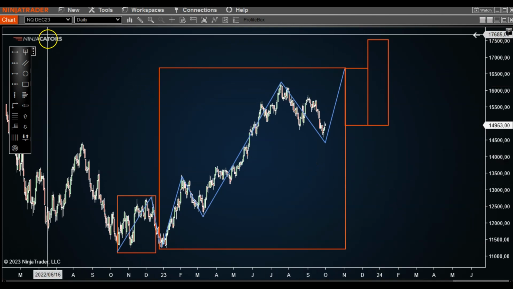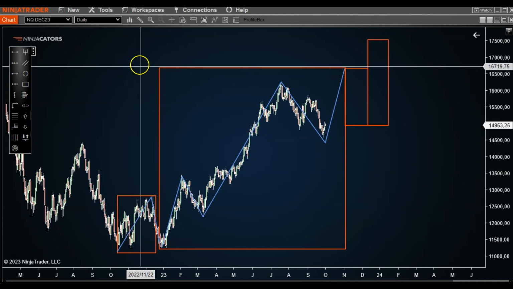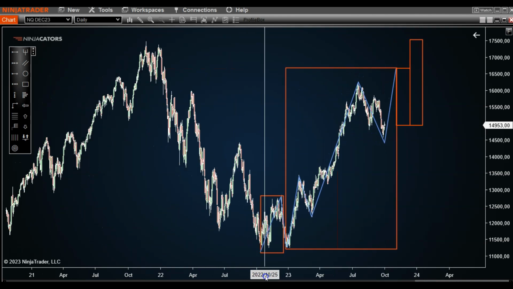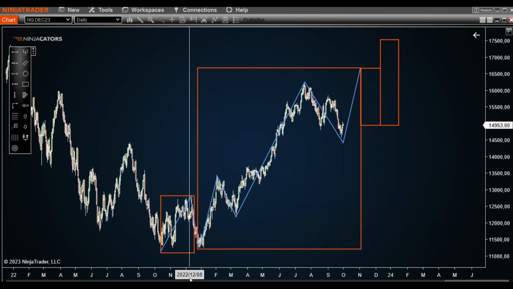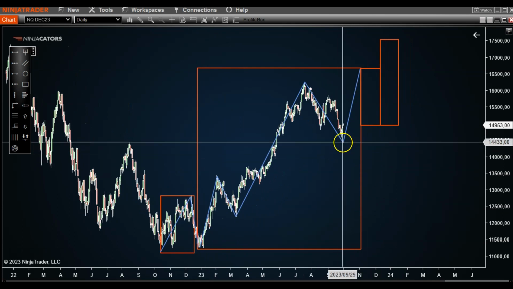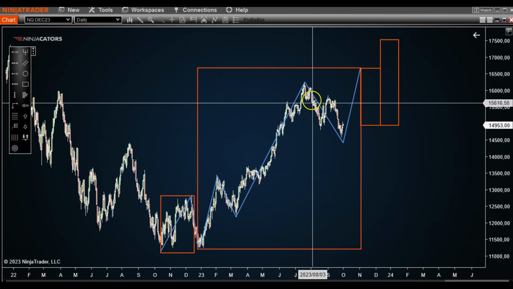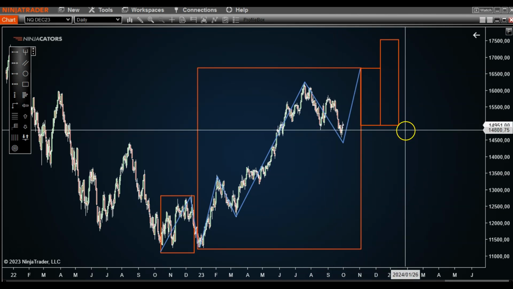Right guys, I've got the Nasdaq set here on the daily. I'm not going to look at a smaller time frame today. I just wanted to zoom out a little bit in time, basically show you guys where I think price is and what it's been doing in relation to the bigger picture, if that makes sense.